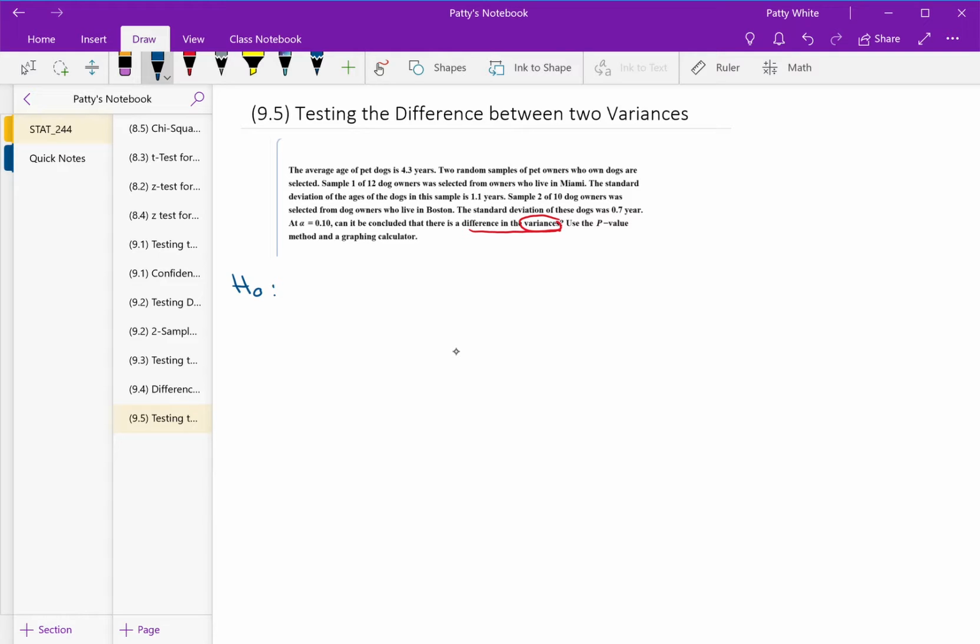Well, here it says difference. Difference means not equal. So that means in the null hypothesis, what we're assuming is the variance of group 1 is equal to the variance of group 2. And notice that I'm putting sigma squared, because sigma squared is what we use to denote population variance. In the alternative hypothesis, I have sigma 1 squared, the variance of group 1, is not equal to the variance of group 2. This means that we have a two-tailed test.